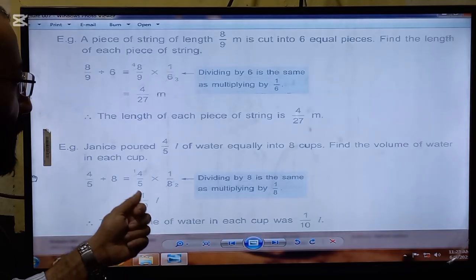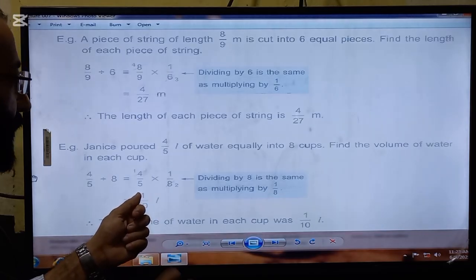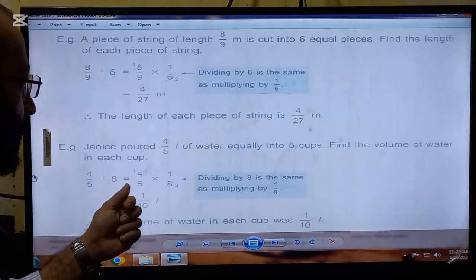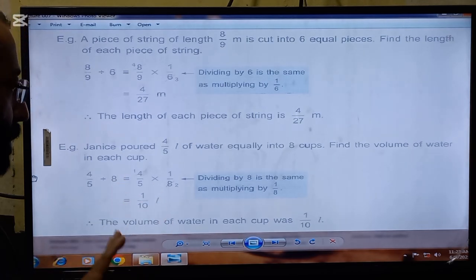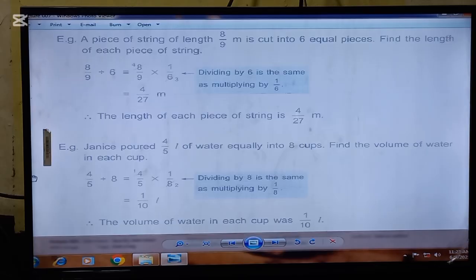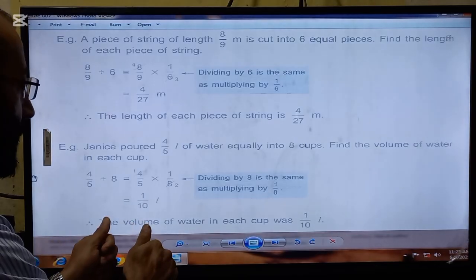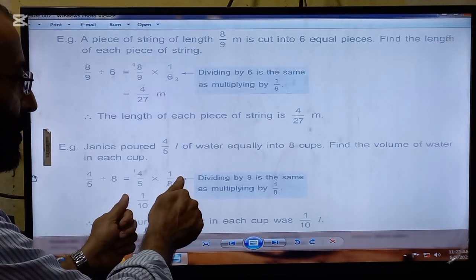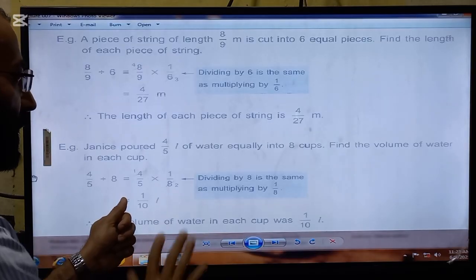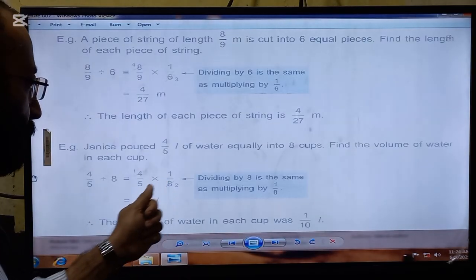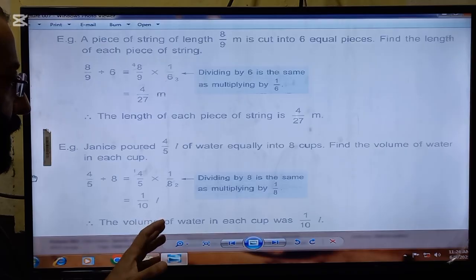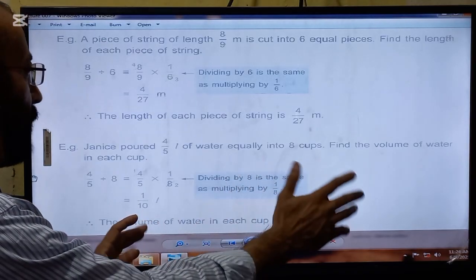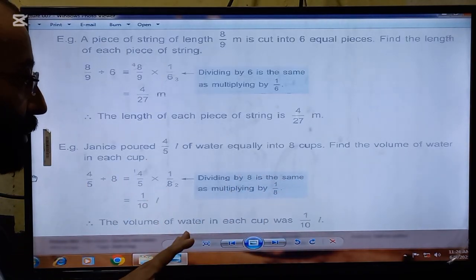At this stage, you will cancel the values as much as possible. So 4 ones are 4 and 4 twos are 8. This is the maximum cancellation that can be done. After this stage, you will multiply the numerator with the numerator and denominator with the denominator. So 1 ones are 1 and 5 twos are 10. So this is the answer for the volume of the water in each cup.